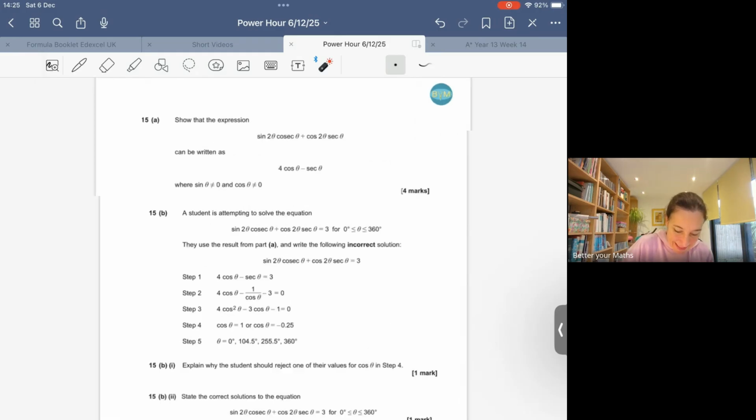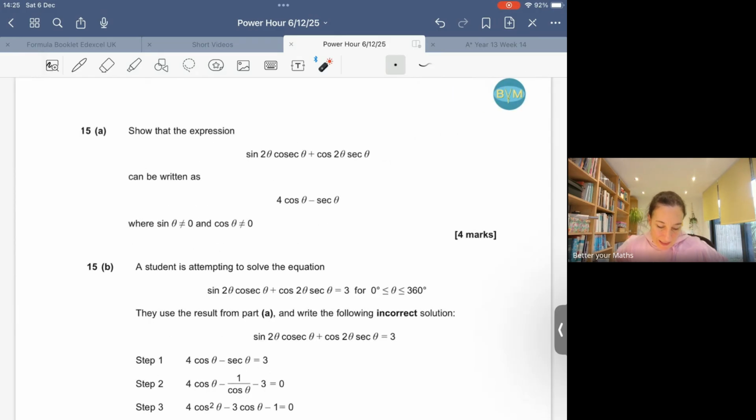Another one. Let me show you this one. Show that the expression, so we have sine 2 theta, cosec, cos 2 theta, and sec can be written this way. So only in terms of theta, although we have cos and sec.